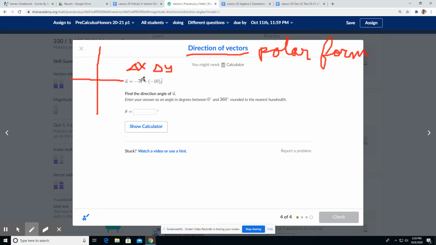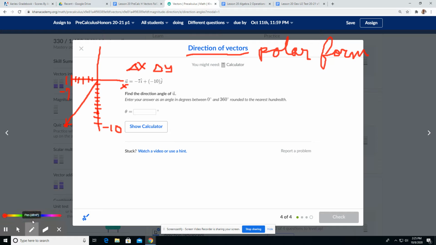So -7 for the x: 1, 2, 3, 4, 5, 6, 7 in the negative direction for our x. And then our y is -10: 1, 2, 3, 4, 5, 6, 7, 8, 9, 10, down here, -10. So then our terminal point would be right here. And just to make our lives easier, we start at the origin. So there's the vector that we're trying to look at.